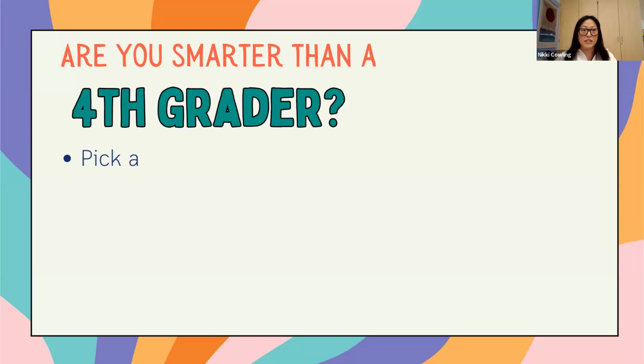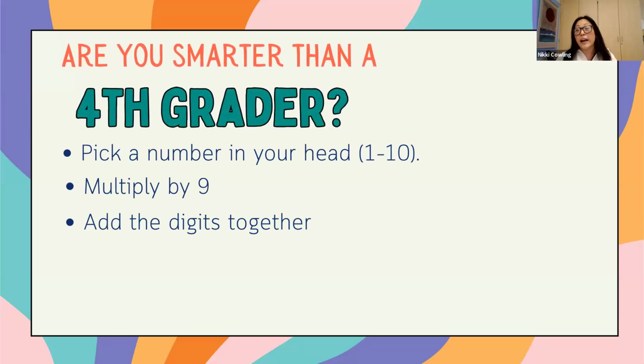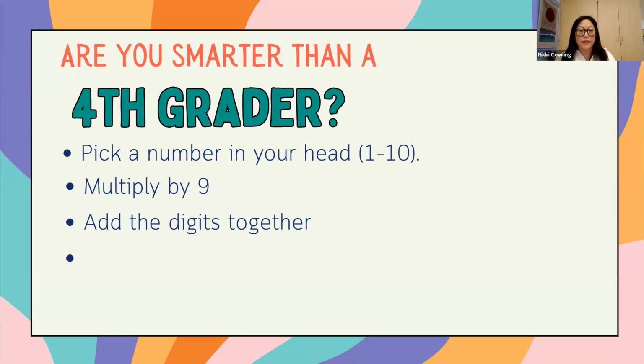I'm going to give you some prompts and I just want you to think on your feet. So the first question is, pick a number in your head between 1 and 10. Multiply that by 9. You're going to add the digits together. So for example, if you have 18, you'd add 1 plus 8. If you had 9, you'd add 0 plus 9. So keep that in your head.